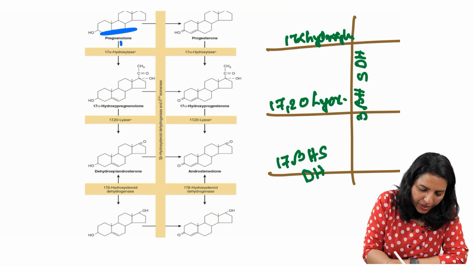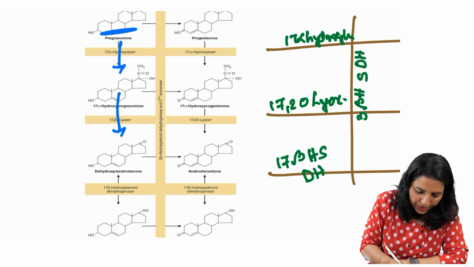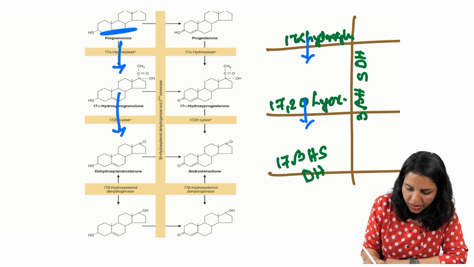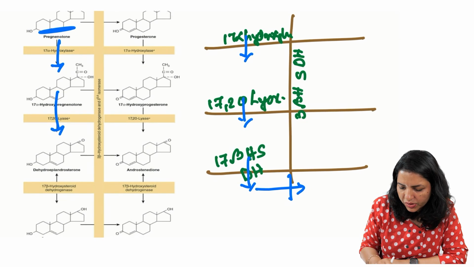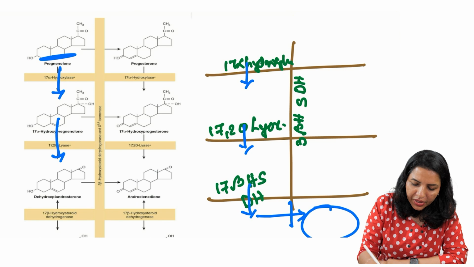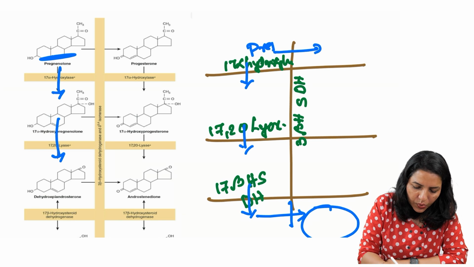You can see here, it can go down, then here, so like this. So first enzyme here, second enzyme activity here. Now we can see the third enzyme activity here, then it crosses and it becomes testosterone. This is one way. Another way is, the pregnenolone which we have kept here goes in this way.